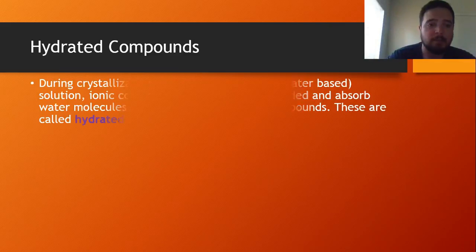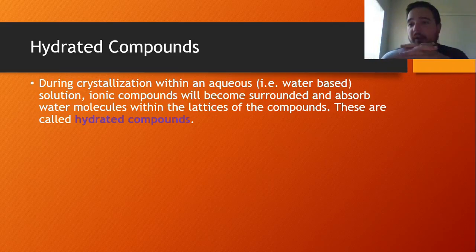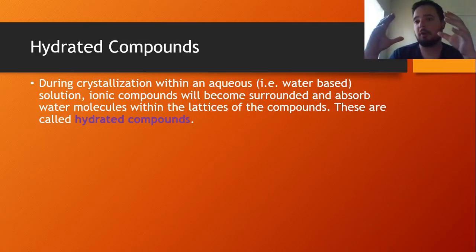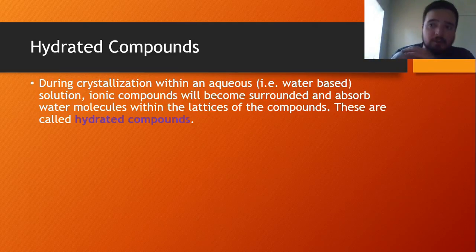So hydrated compounds is that during crystallization within an aqueous or water-based solution, ionic compounds become surrounded and absorb water molecules within the lattices. So ionic compounds, they kind of bond in layers. In water, since they're polar, they want to be attracted to the charge difference between cations and anions. So they get kind of surrounding the compound, and they slightly bond to it, and also they can get sucked into the compound itself. So due to that, the mass of the compound changes. So this is what we call hydrated compounds.